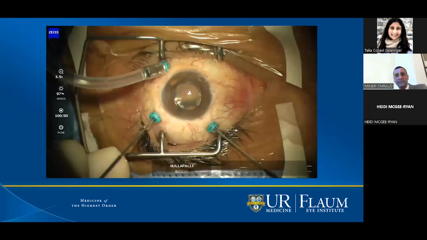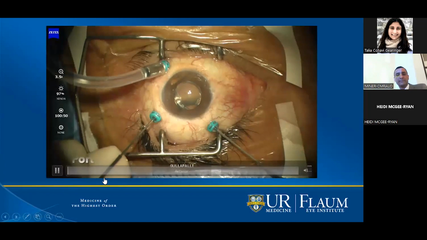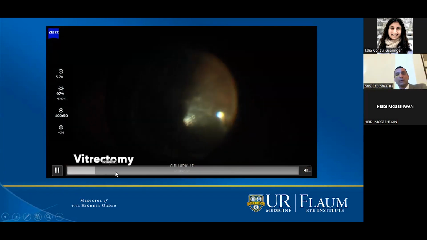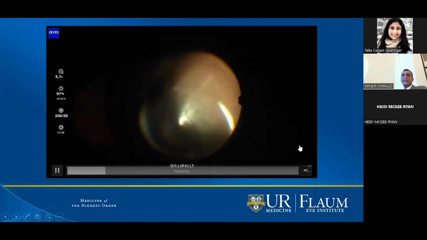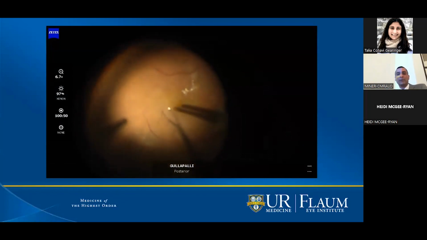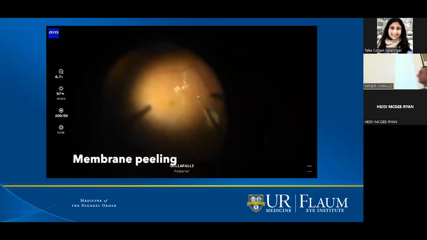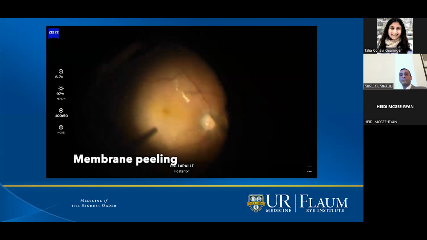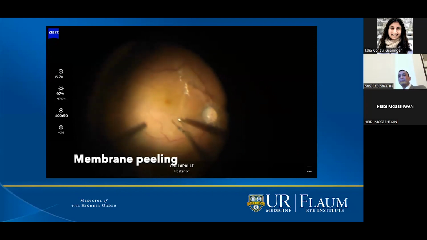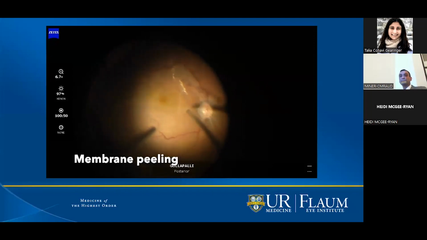And then once we finish the vitrectomy, we try to grab the epiretinal membrane, which is again a very translucent tissue, and it's almost impossible to see, but you can kind of see the glistening membrane that's coming off there. And so that's the epiretinal membrane that's being peeled off.